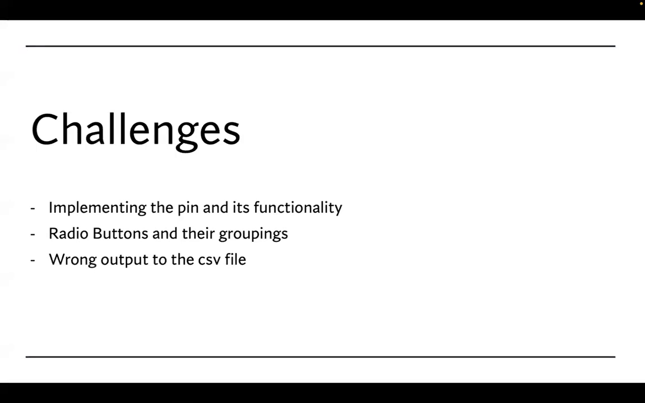And then another one was radio buttons and their groupings. And this kind of goes along with the wrong output. I grouped them all into their own. I grouped them wrong. So then sometimes I would have a certain name selected and the previous one would still answer. But then I figured that out. And with that problem, it would output the wrong answer to the CSV file.